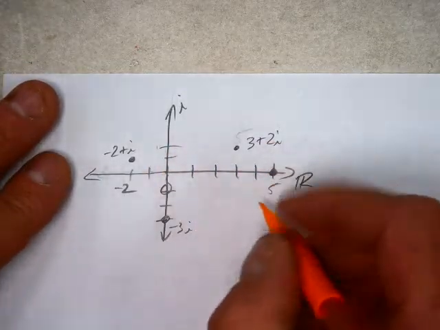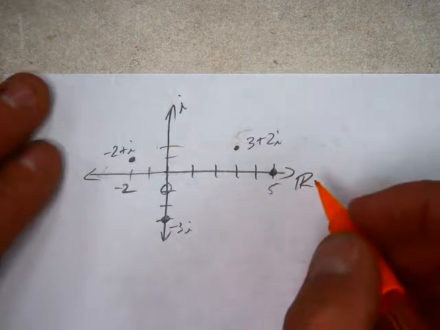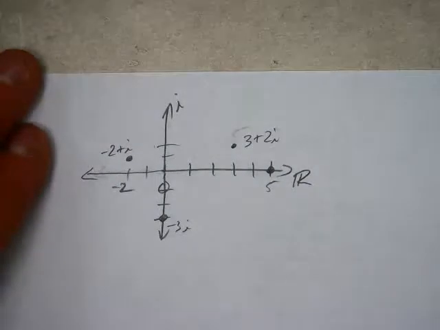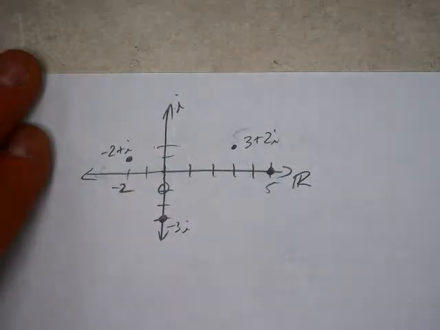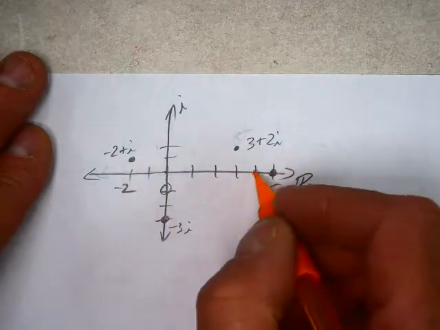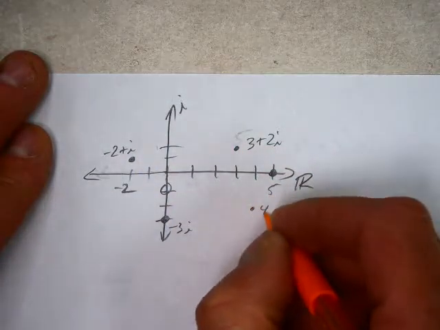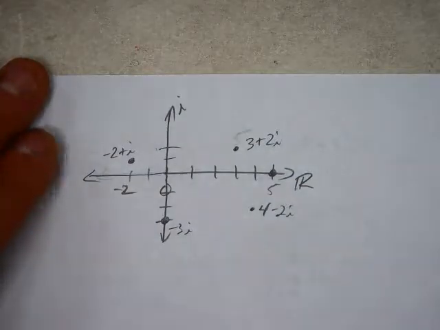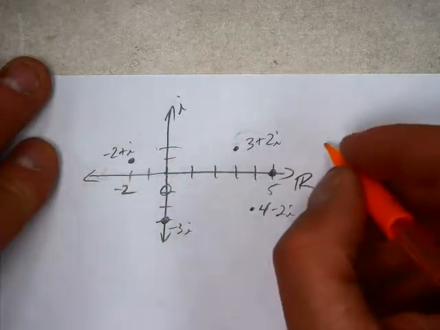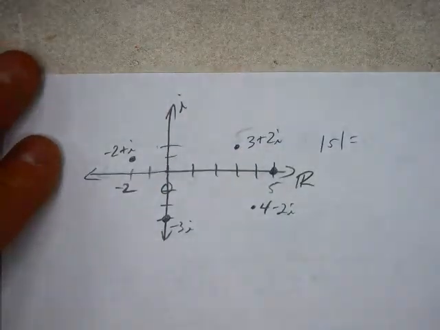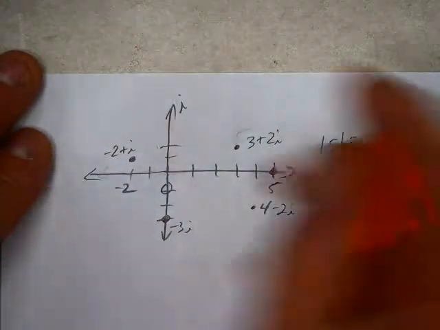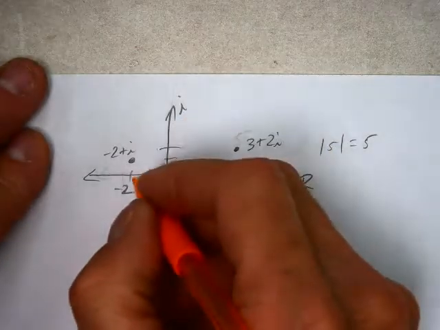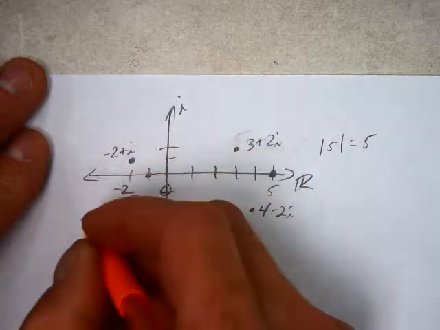Let's do one more. What if I had 4 minus 2i? What quadrant would that be in if we cut this up into quadrants? Yeah, 4. So I said 4 minus 2i, that'd be right here. You guys are a smart bunch here, so I'm going to ask you a couple questions. What's the absolute value of 5? 5. Why? 5 away from 0. It's the distance from 0. What's the absolute value of negative 1?